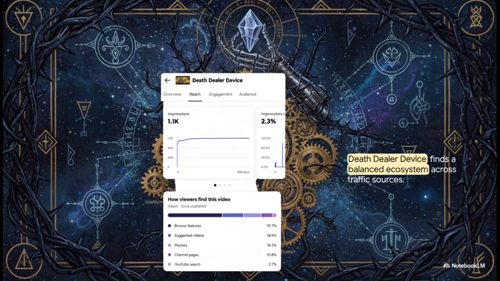But check out this anomaly. Death Dealer Device. This one finds a perfect balanced ecosystem. 51.4% from browse and 18.9% from suggested.